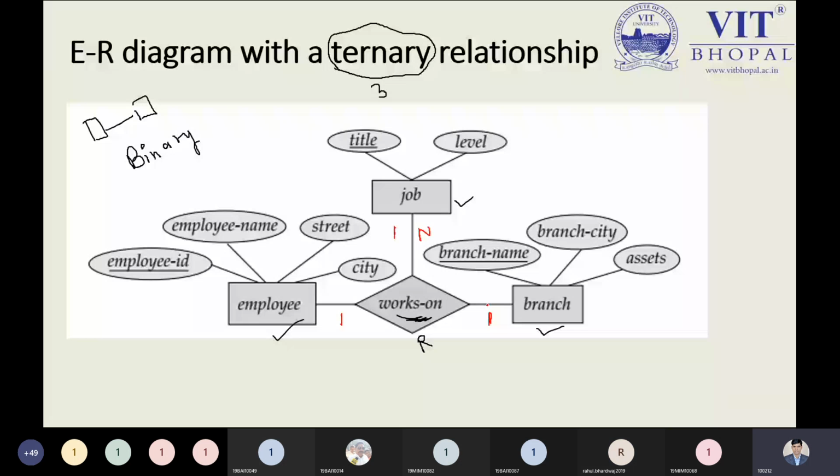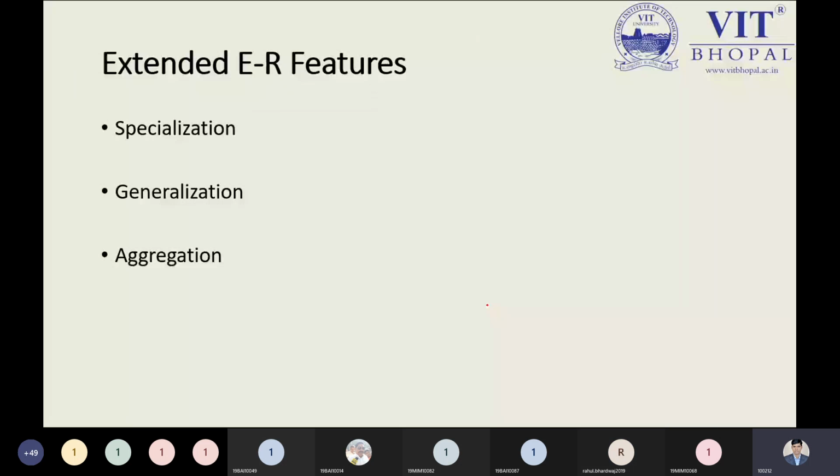Okay, so I'm moving to my next part, the extended ER features, and this is the most important part of today's class, and the last part of the ER model learning. After this concept, we will see another concept tomorrow. But before that, we need to understand the extended ER features, which are recognized as specialization, generalization, and aggregation. And truly speaking, these concepts are inspired by UML, which is known as the Unified Modeling Language.